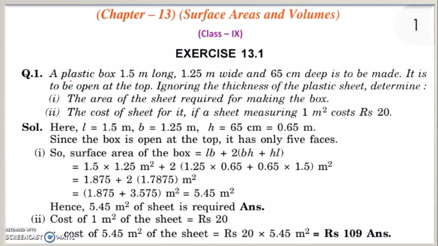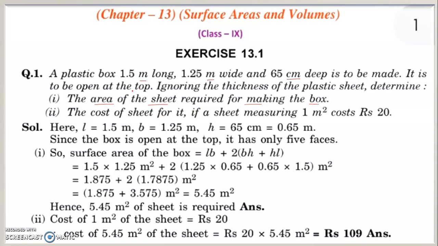Question number 1. A plastic box 1.5 meter long, 1.25 meter wide and 65 centimeters deep is to be made. It is to be open at the top. See the difference of dimensions. Here it is meter, and here it is centimeter, so you have to keep in mind. Ignoring the thickness of the plastic sheet, determine, first part, the area of the sheet required for making the box.